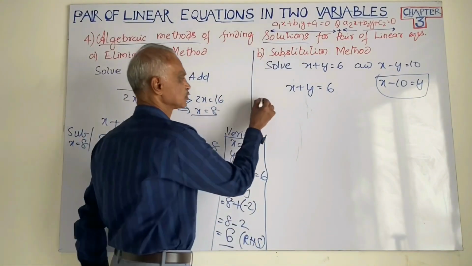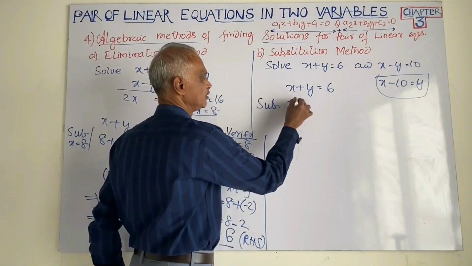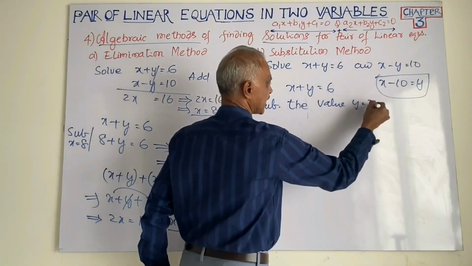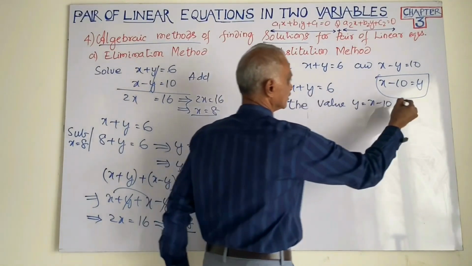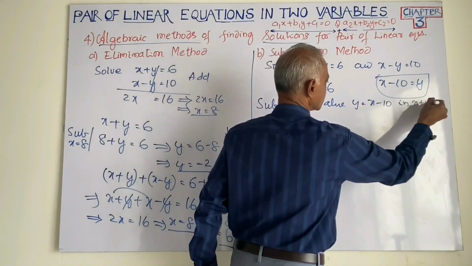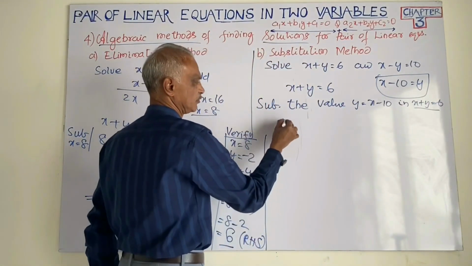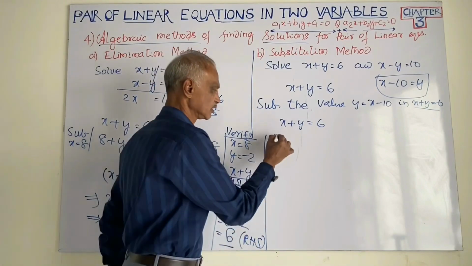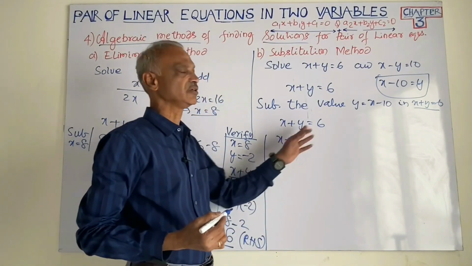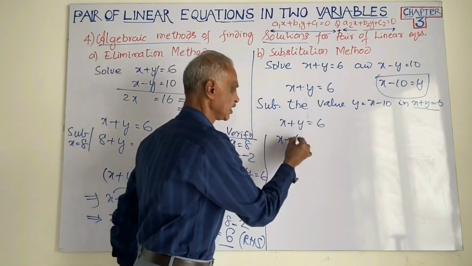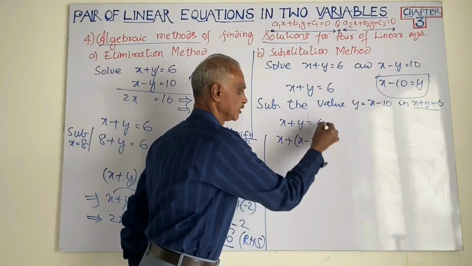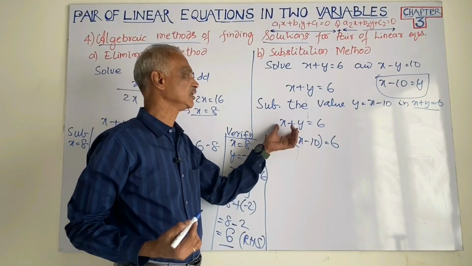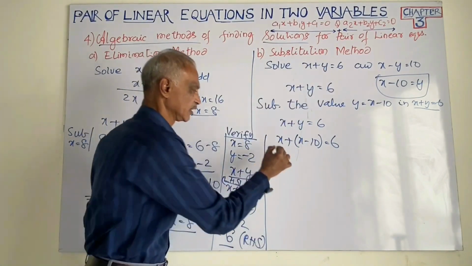Substitute the value of y is equal to x minus 10 in x plus y is equal to 6. We'll take x plus y is equal to 6. What is the value of y here? X, keep as it is. What is the value of y here? Y is equal to x minus 10, and the whole is equal to 6. I have substituted y is equal to x minus 10 in x plus y is equal to 6.